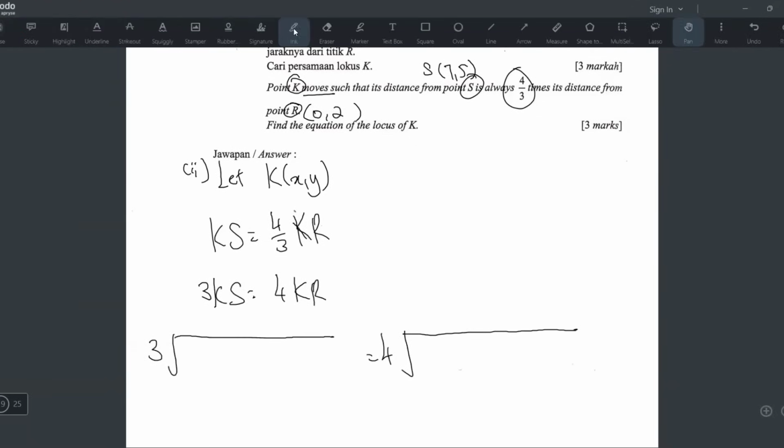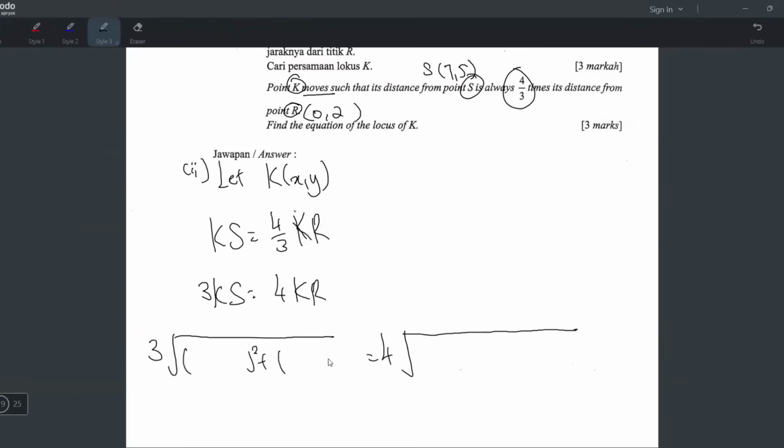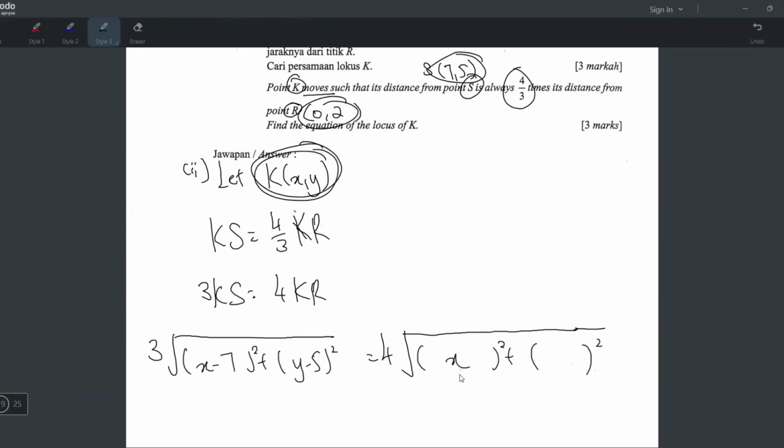So let's do it. Okay, the distance formula is square root bracket square plus bracket square. But this one is for KS, so I have to take out K and take out S. So x minus x will be x minus 7. Y minus y is y minus 5. Yeah, that's the formula. For this one, it will be the same thing, bracket square plus bracket square. And then the first bracket is x minus x. But this one is for KR, so K and R. So x minus 0, which is x. Minus 0, no need to write. And then y minus 2 is just y minus 2.